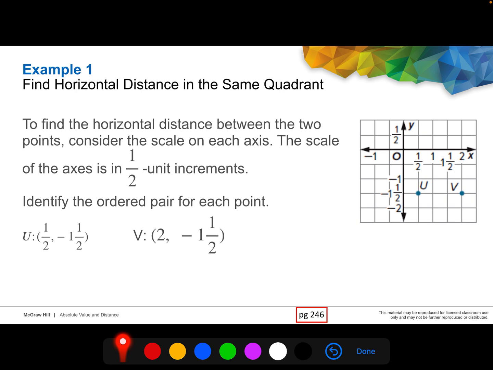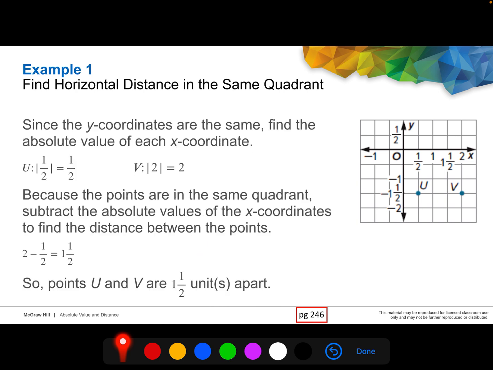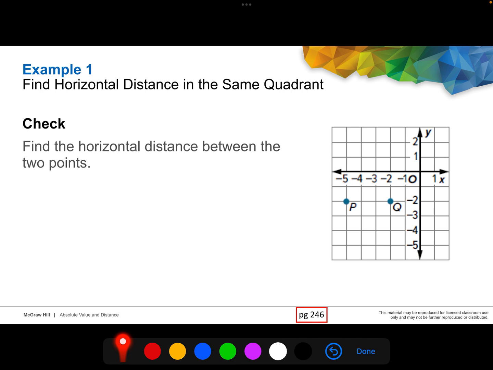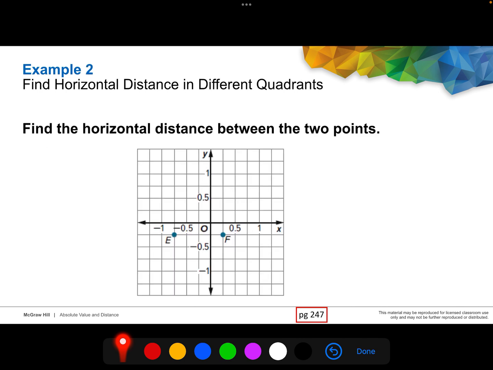Our ordered pair for u is (1/2, -1/2), and v is (2, -1/2). You can see that the y coordinate is the same for both of them. Since the y coordinates are the same, we find the absolute value of each x coordinate, which is 1/2 and 2. Since they're in the same quadrant, we subtract the absolute values. So 2 minus 1/2 gives me 1 and 1/2 units. That's 1/2, 1, 1 and 1/2 units. Pause and do the check problem on your own.